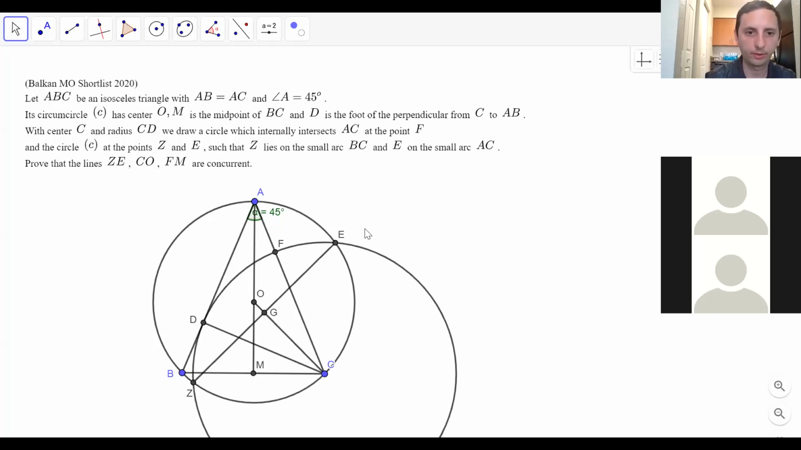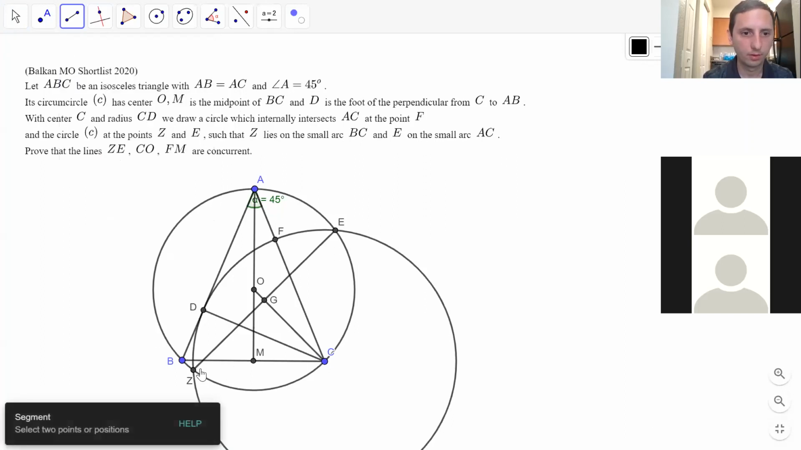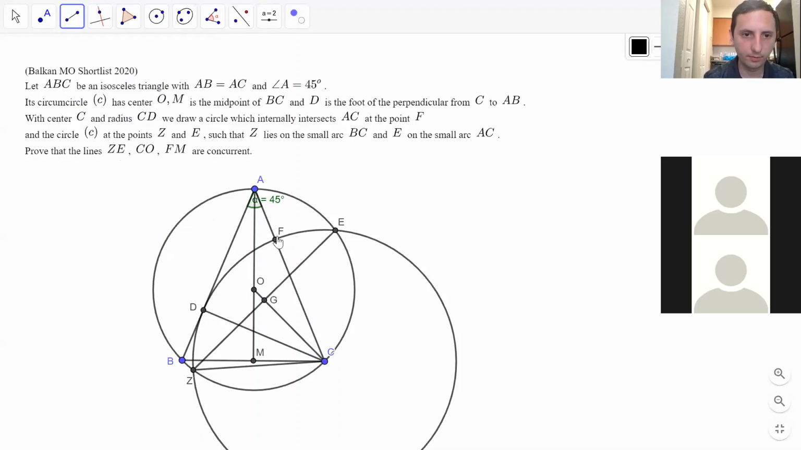Can we use a cyclic quad? So we want to show angle FEZ equals EZM. FEZ is half of FCZ. Let me draw that. FEZ is half of FCZ, which is 180 minus ABZ. What is EZM?